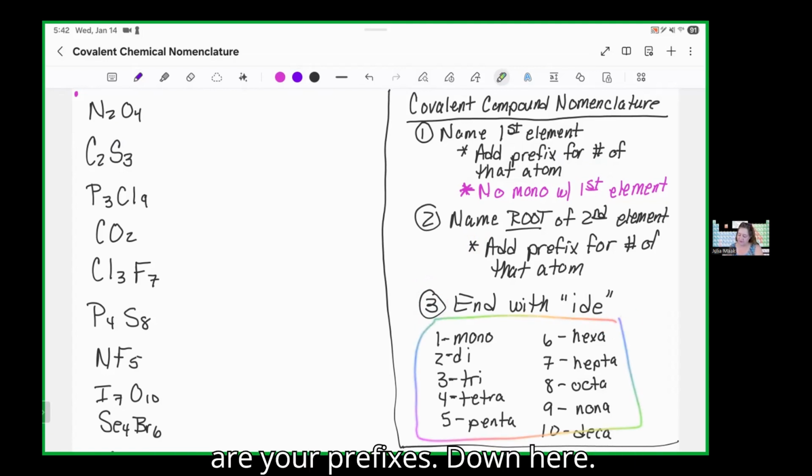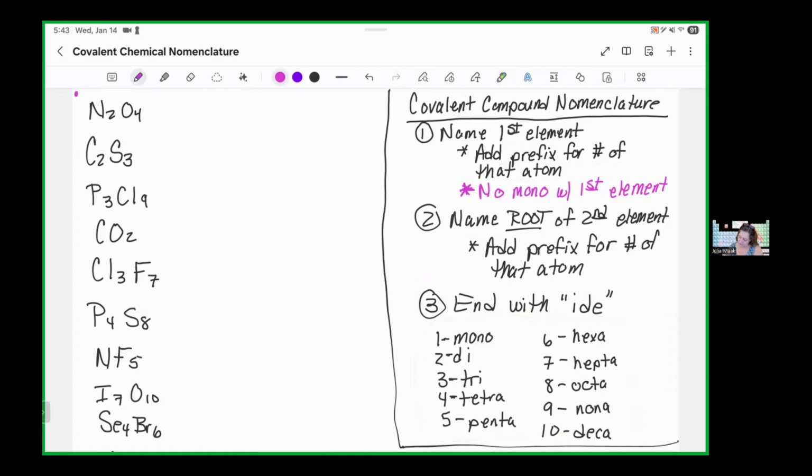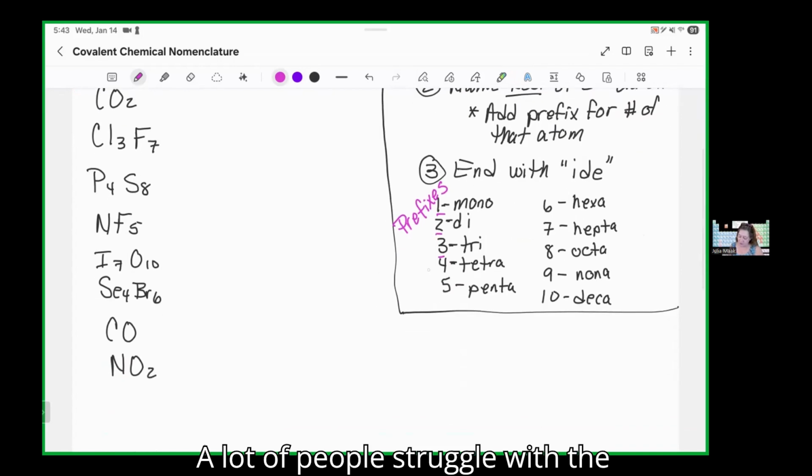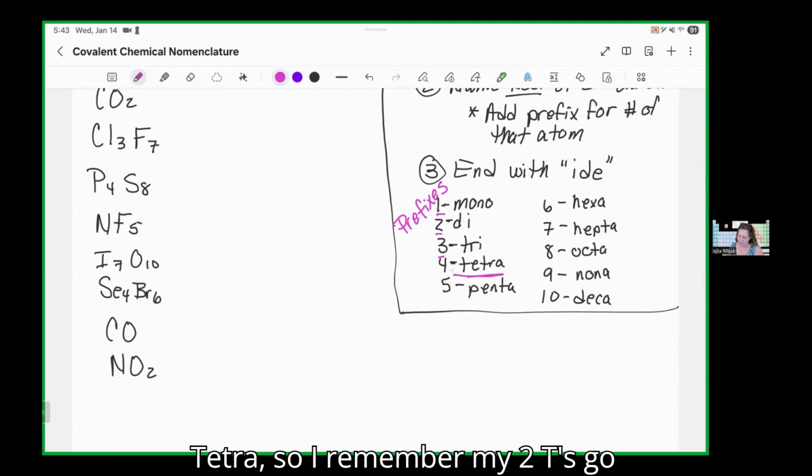So these are your prefixes down here. Most people are totally fine with mono, di, and tri, 1, 2, 3. That's pretty easy. A lot of people struggle with tetra. So I remember my 2 T's go together. If I know tri is 3, tetra has to be 4.